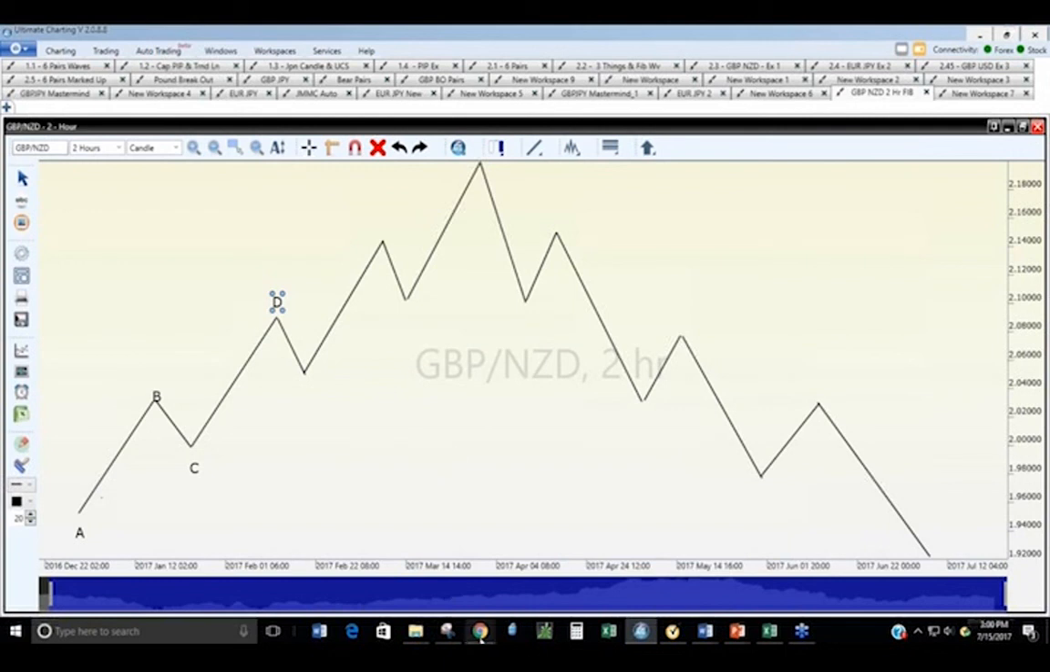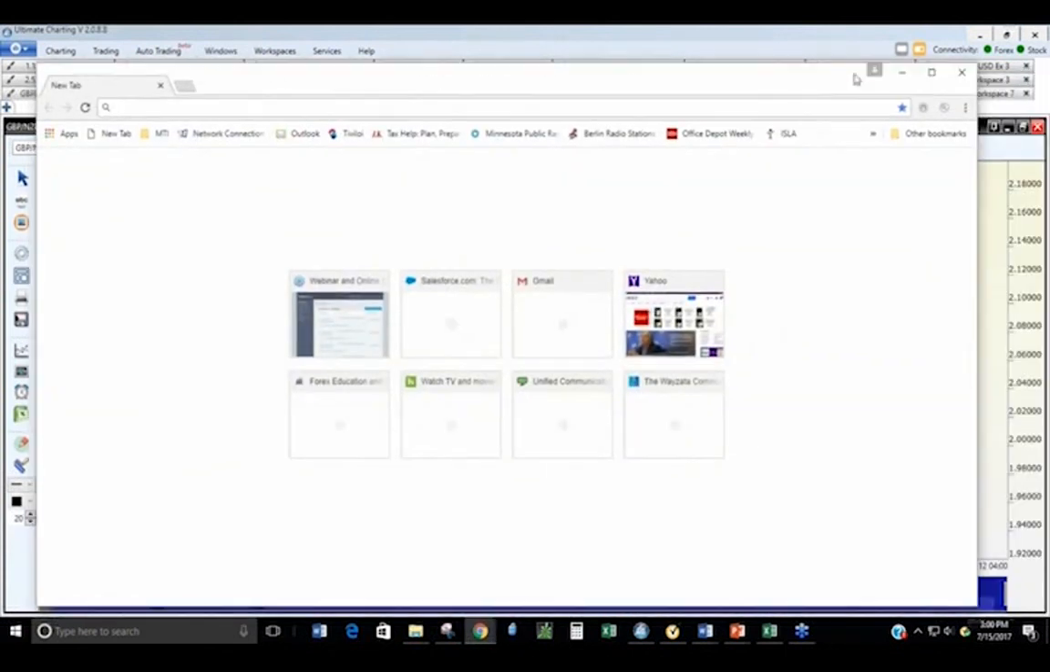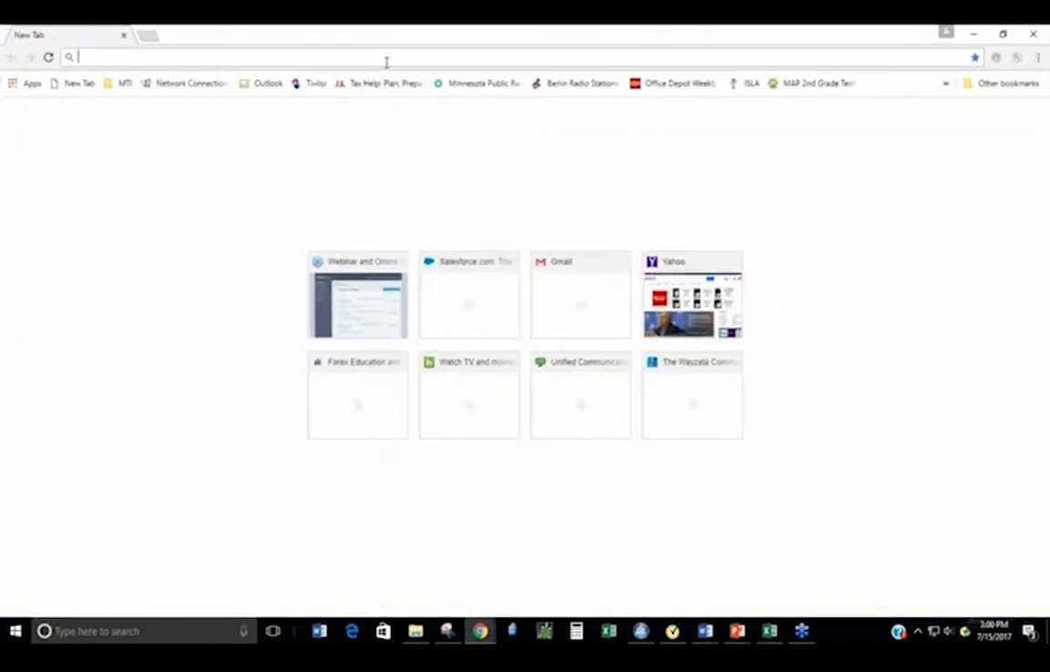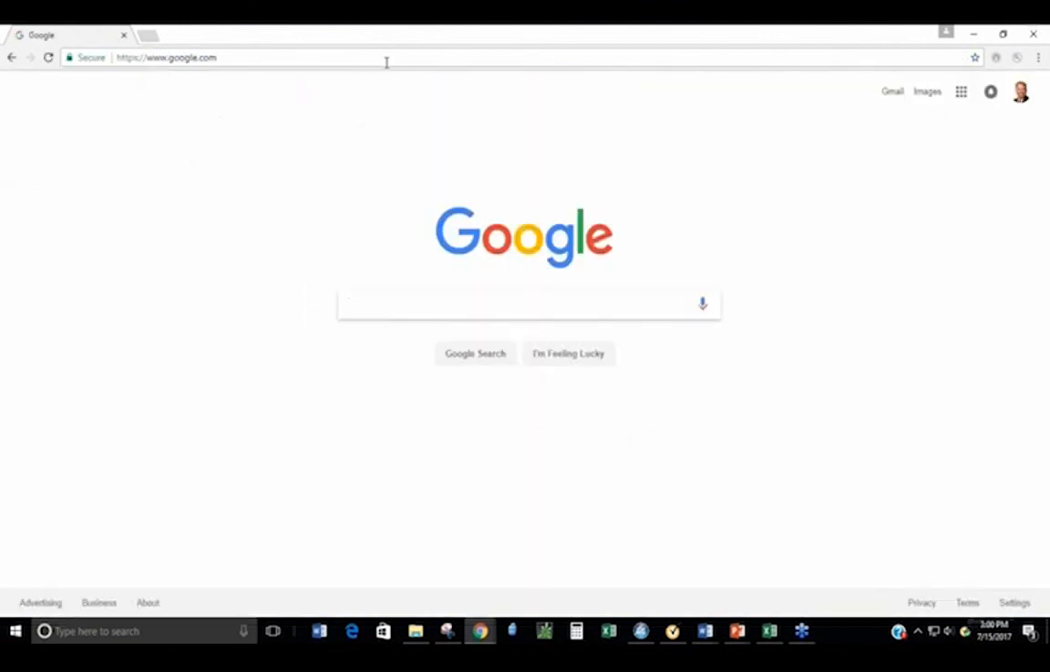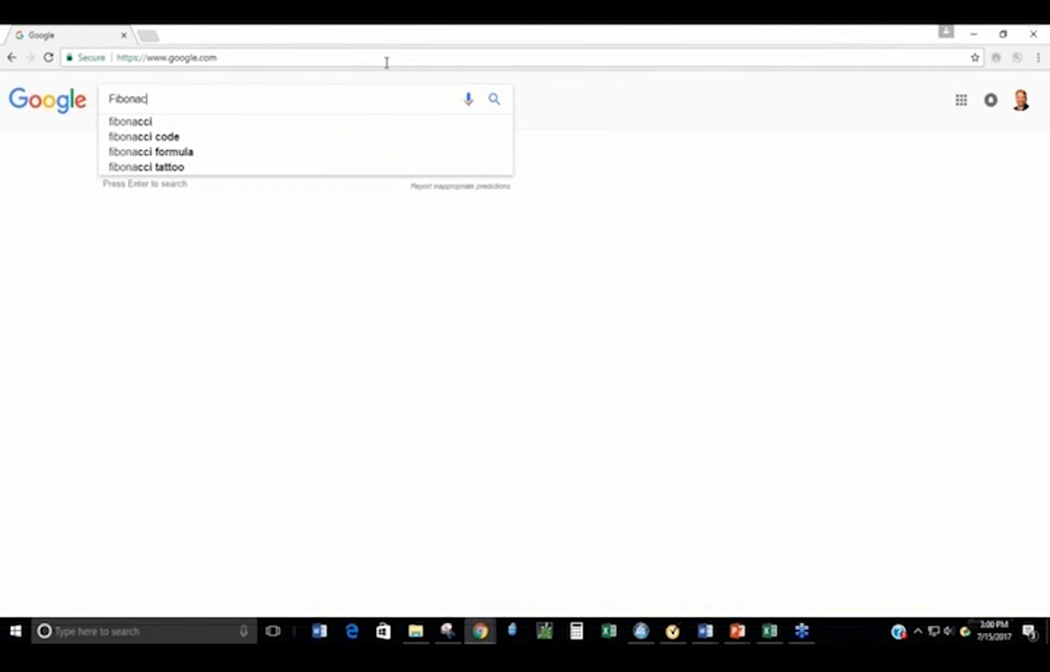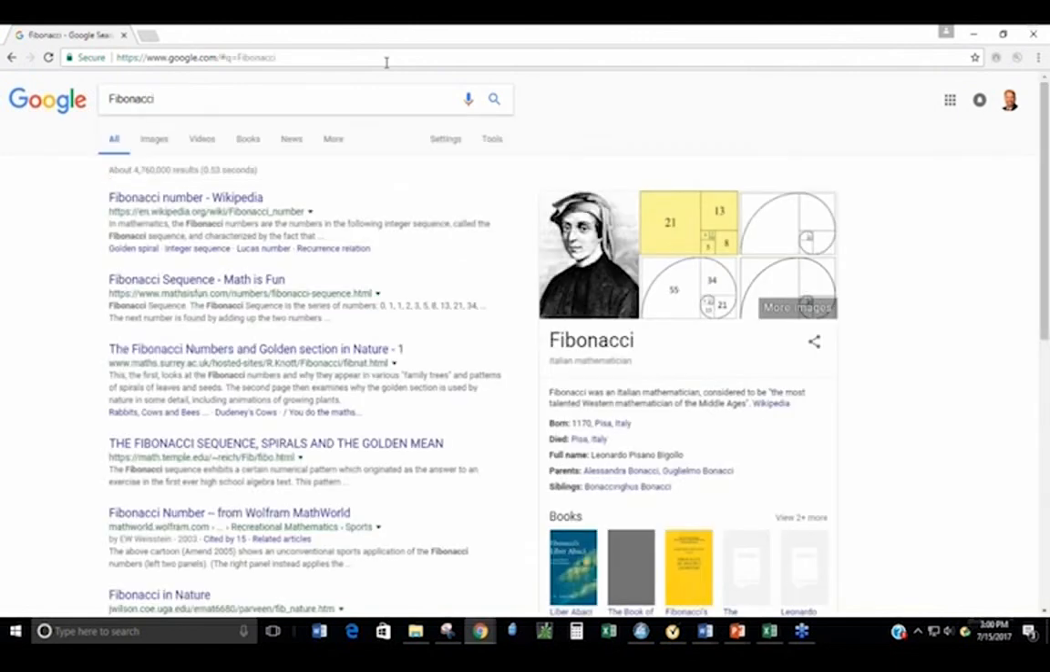And we're going to be talking about Fibonacci. Let me do this. I'm going to open up a brand new screen, and I'm going to just do a Google, and I'm going to talk about Fibonacci. And any of you can Google this if you want.